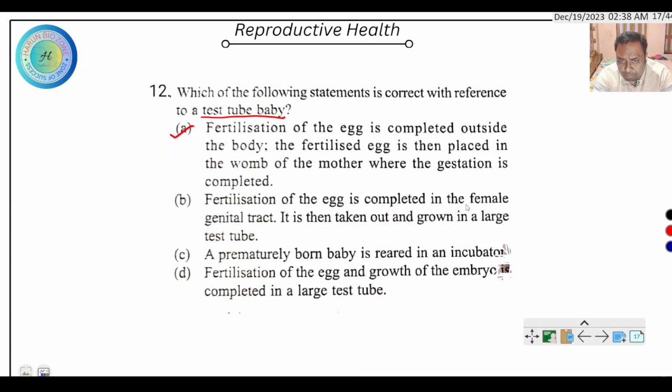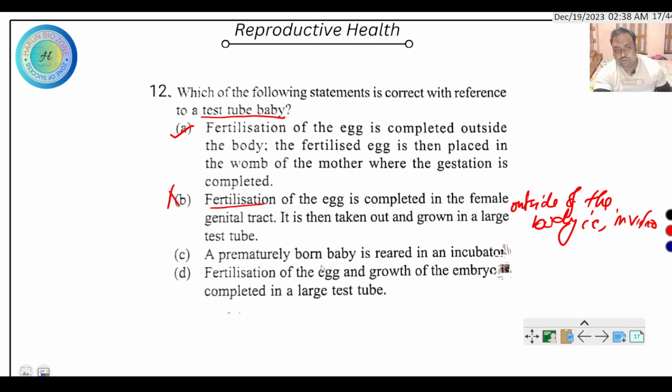Fertilization of the egg is complete in the female genital tract. In case of test tube baby, the fertilization occurs outside of the female genital tract. Okay, outside of the body. That is in vitro. So, wrong answer. A prematurely born baby is reared in an incubator, not incubation. This is a wrong answer. After fertilization of the egg, growth of the embryo is completed in a large test tube, not false. Next question.